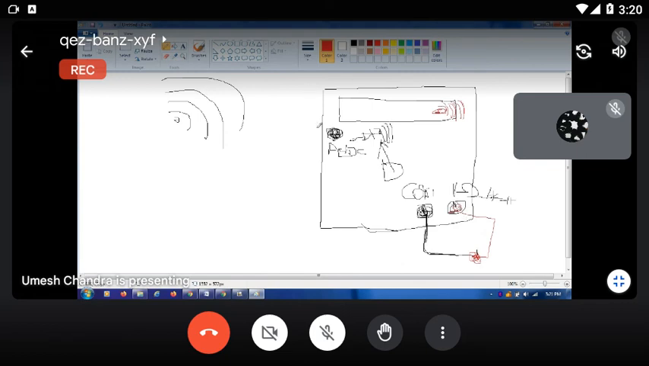Maybe the middle portion of any lead or any probe is broken or damaged. In that case, no sound is coming. In this procedure, you test and check the probes.